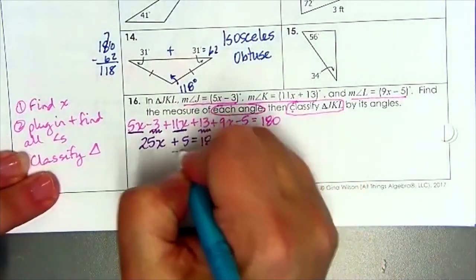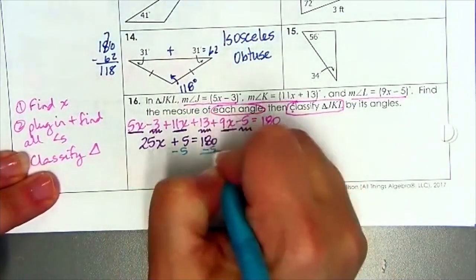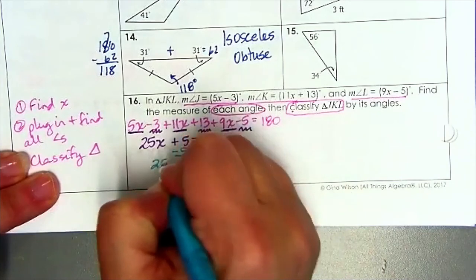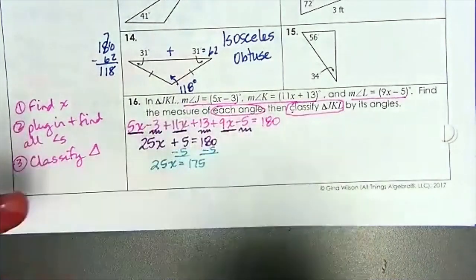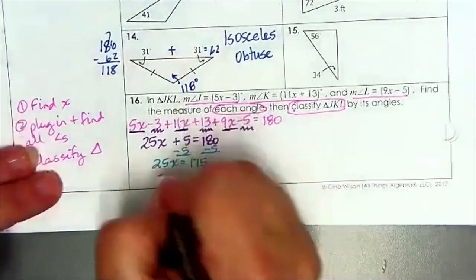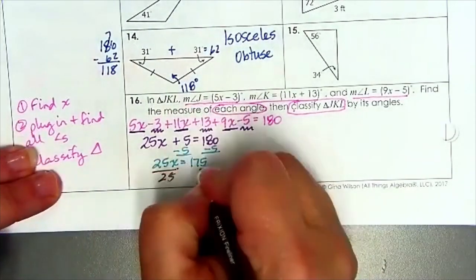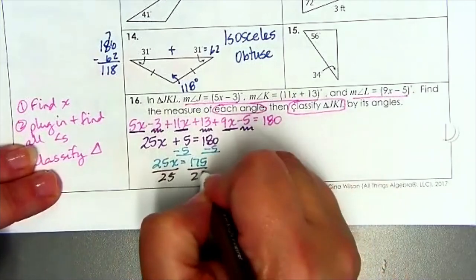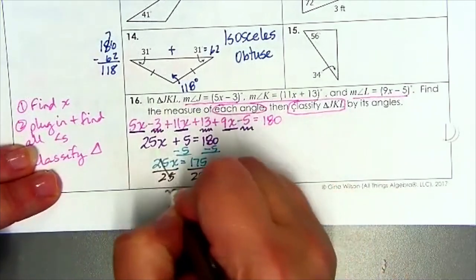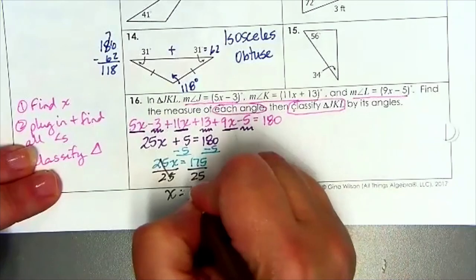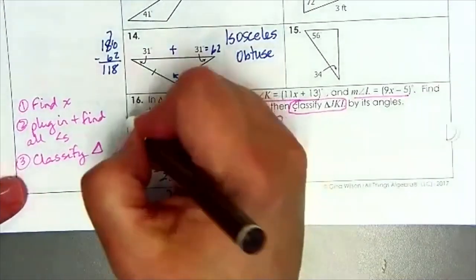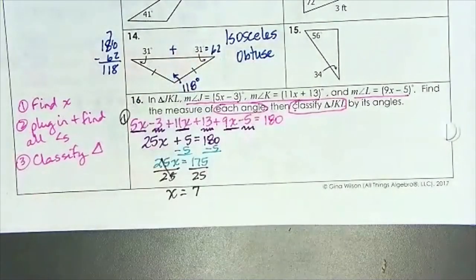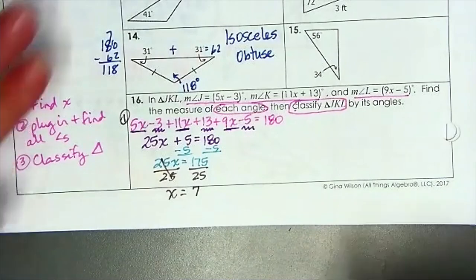And now I start to solve. I subtract 5 from both sides and I get 25x equals 175. Divide by 25, and I have that x equals 7. That's not my answer yet. This is just step 1. Now we have to find each measure.